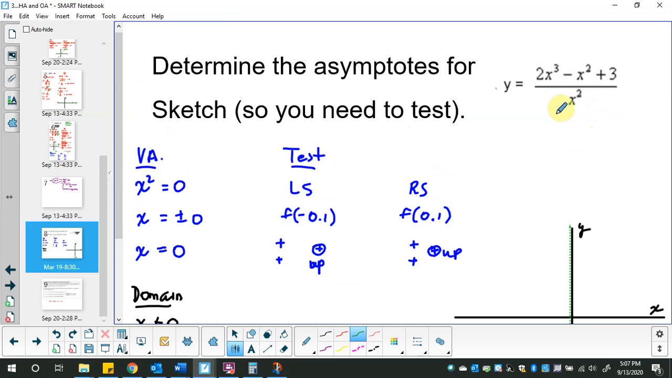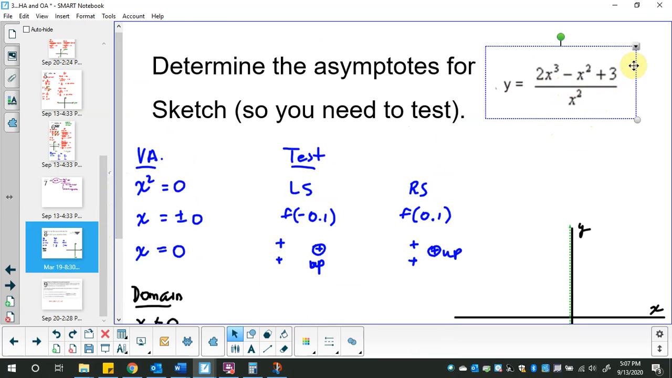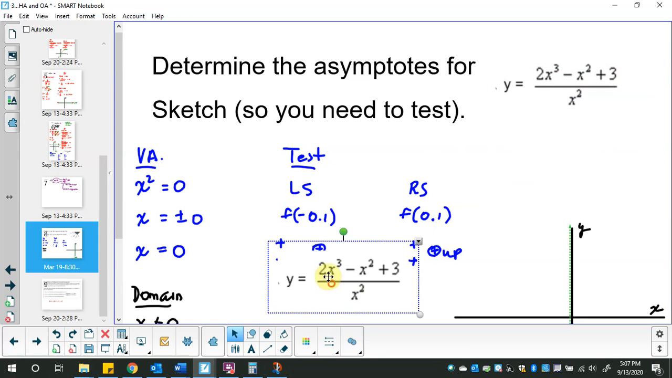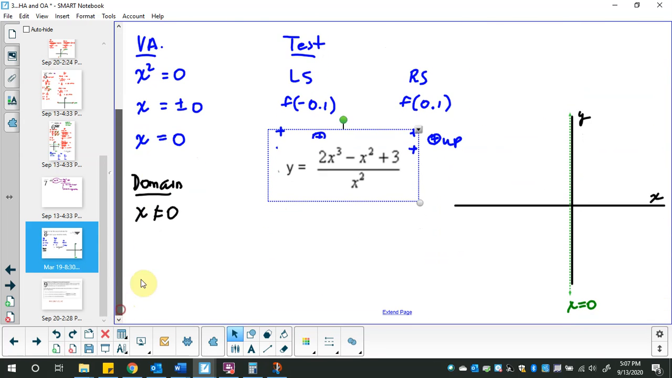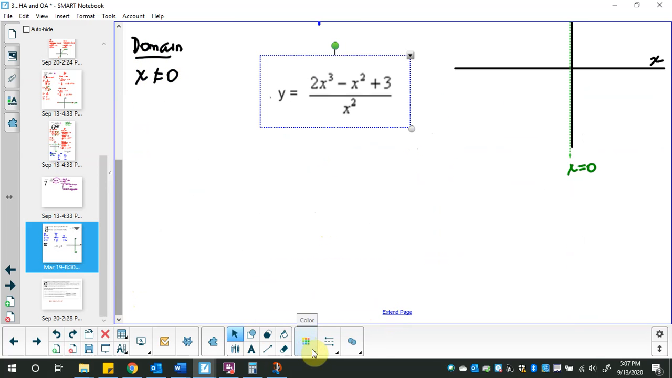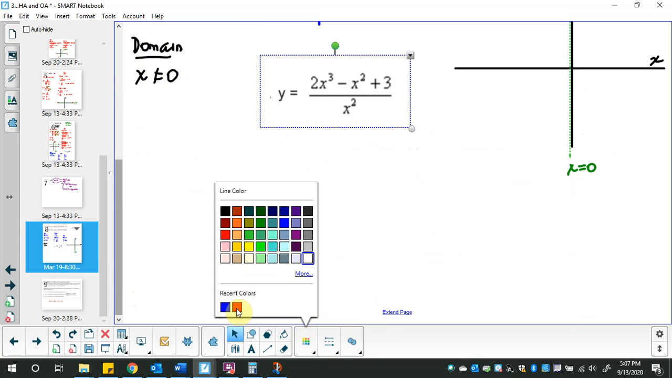And now I get to start oblique asymptote, not horizontal, because your top is 1 degree more than your bottom. Let's see if I was smart here. I was. Happens every now and then. So I'm just going to make a little note.